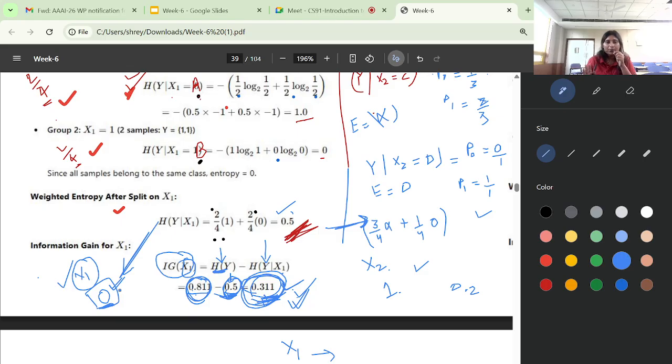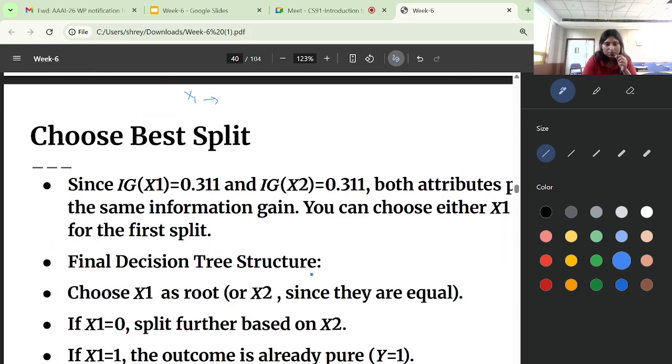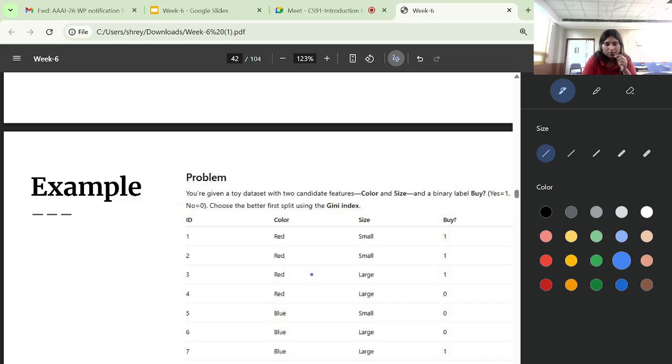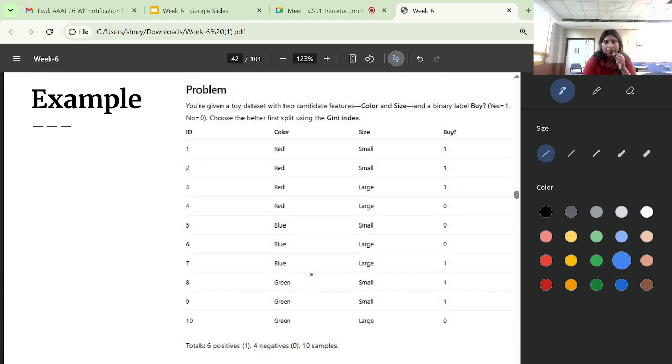Okay, getting my point? Is it clear or not? Maybe we can have some more examples for this. This is the example. Excuse me, ma'am.